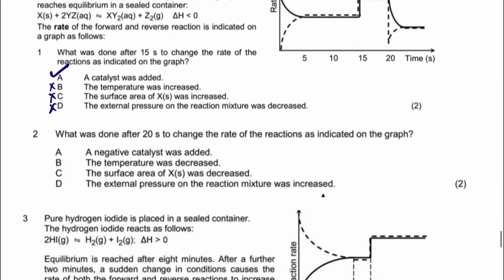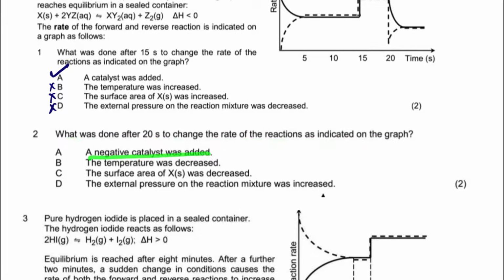Question 2 refers to this type of reaction. What was done at 20 seconds, and it refers to this graph. What was done in 20 seconds to change the rate of reaction as indicated in the graph? See here, whatever was done, it is a decrease there. So it can be a decrease in pressure, it can be a decrease in concentration, it can be a decrease in temperature. There is a decrease there.